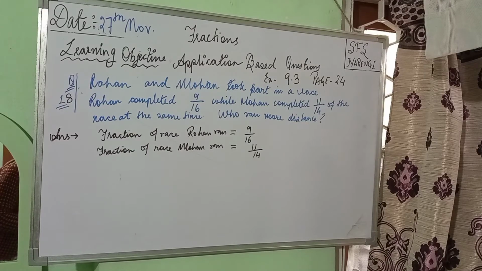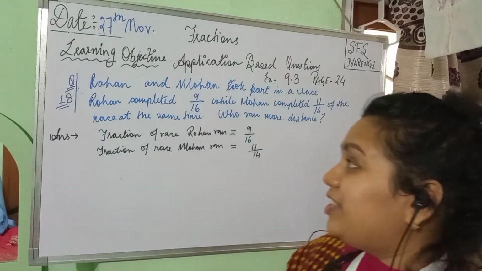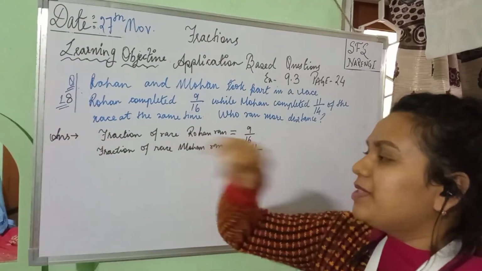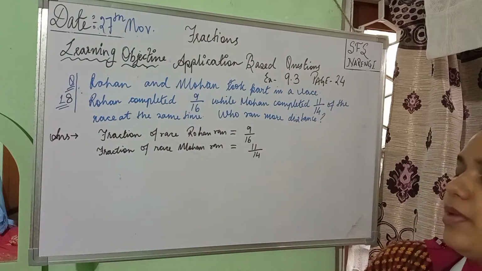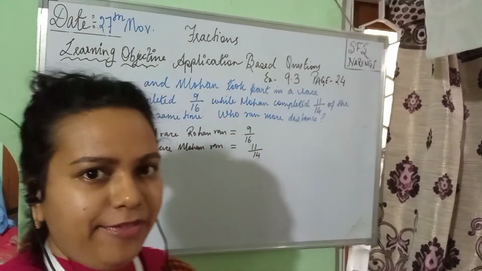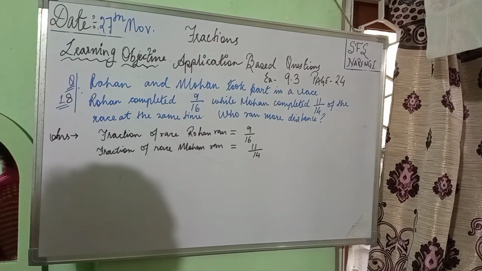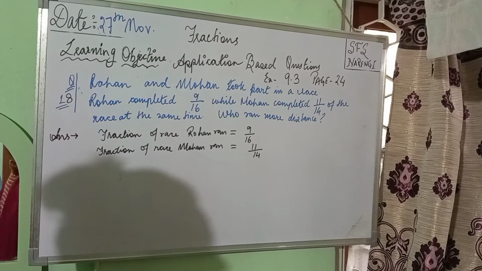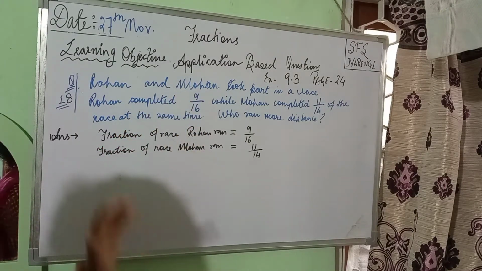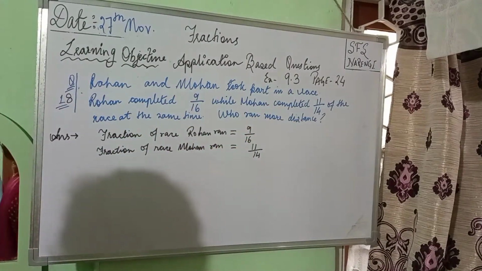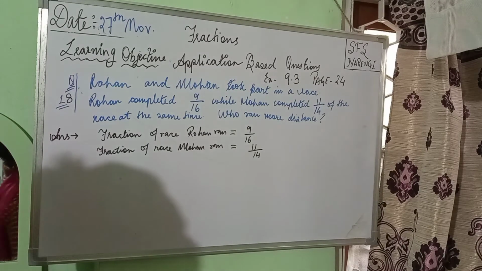All right, children. The previous question was question number 17. Okay, so this is question number 18 of page 24, exercise 9.3. Okay, so in this question you have that Rohan and Mohan, two little guys, have taken part in a race. Okay, a running competition. Rohan completed 9/16 while Mohan completed 11/14 of the race at the same time. You have to find out who ran more distance.